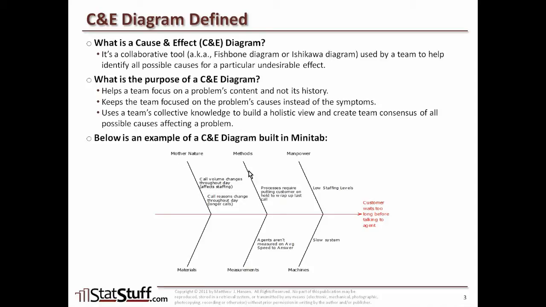These are 6 different possible sources of variation: Mother Nature, methods, manpower, materials, measurements, and machines. There are other versions that you can use. You may not need all of these, but this example just shows these 6 M's as possible things that you can talk through with your team. It could be areas of discussion for finding potential root causes.